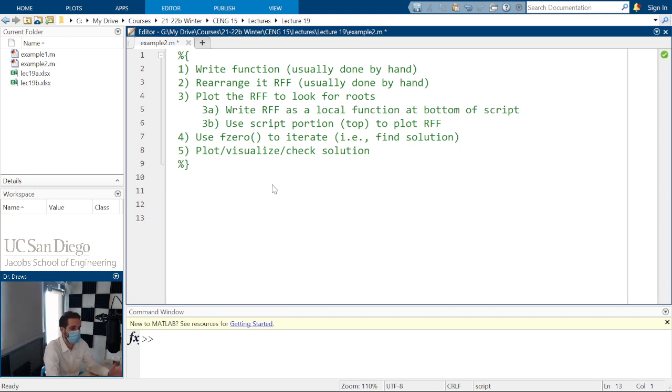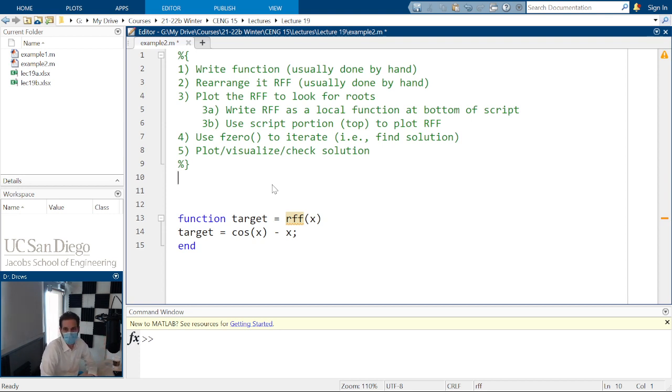So 3a is to write the root finding function as a local function at the bottom of the script. So we'll say function. The output is that target value, and the name of the function can really be anything you want, but I have a tendency to call it RFF or my function or something like that. And remember, it has to be closed with an end statement. And in this case, it's not a particularly complex one, right? The target is the cosine of x minus x. And that's it. That's our whole root finding function.